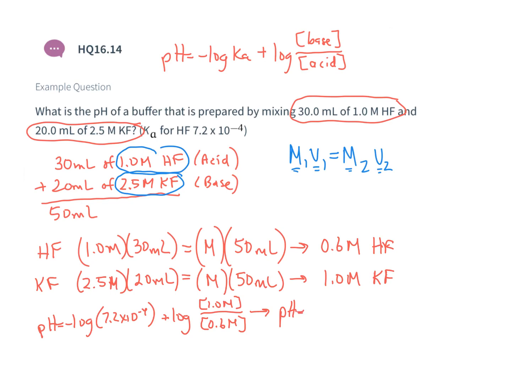So the pH of this solution would equal 3.143 plus the log of base over acid, so 1 over 0.6. When I add those two together, I get a final pH of approximately 3.36.